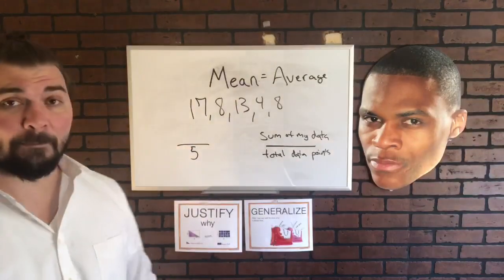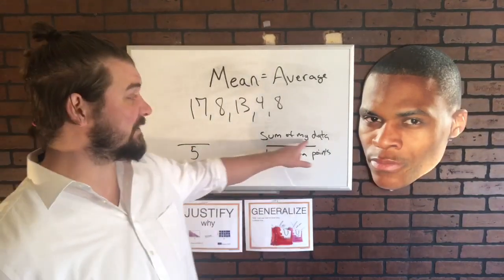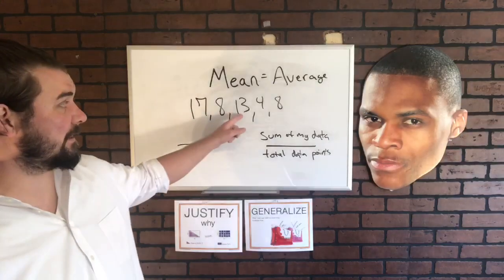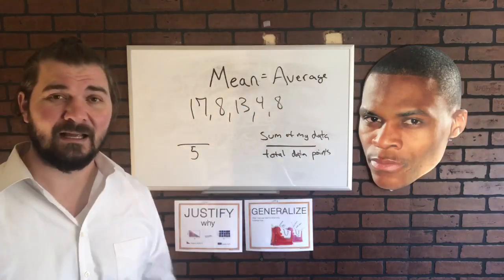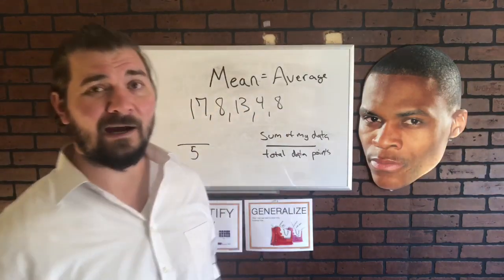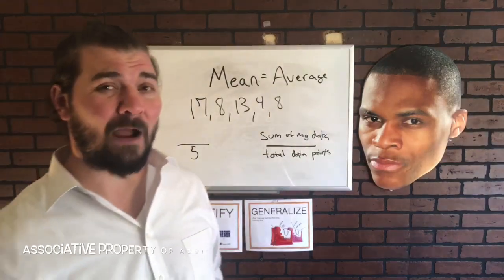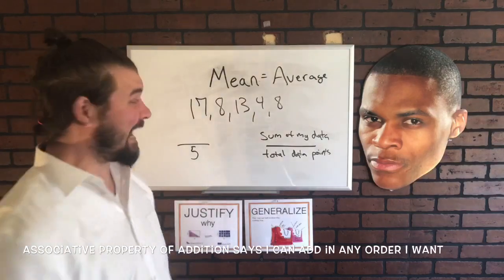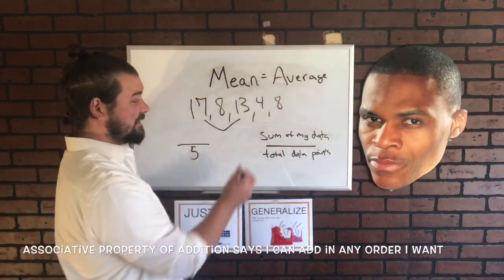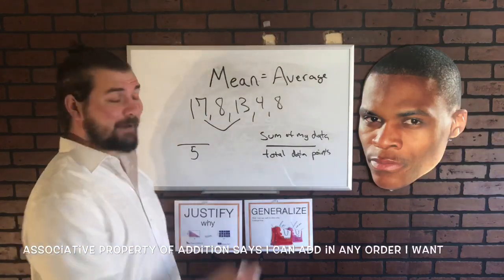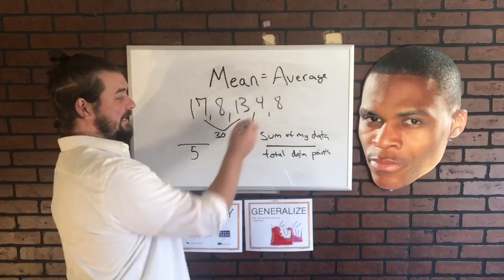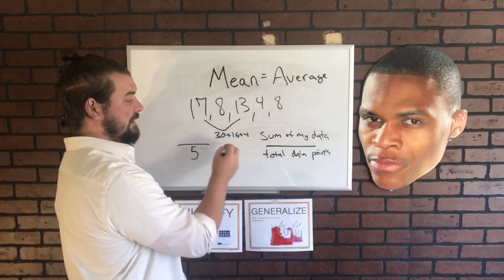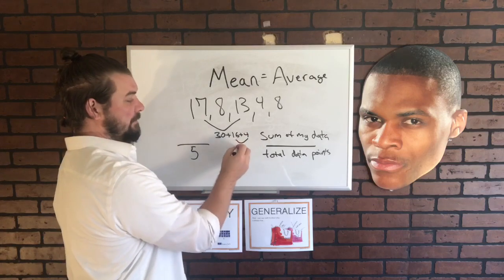Now I'm thinking about the top. What's on the top? The top is the sum of all my data. Check out my numbers. 17, 8, 13, 4, and 8. Now, because of the associative property of addition, I can add these up in any order I want to, and I happen to really like adding these two up first. So I'm going to add my 17 and 13 to get 30, and then I've got 8 and 8 is 16, and then 4 more makes 20. Add these up to be 20.